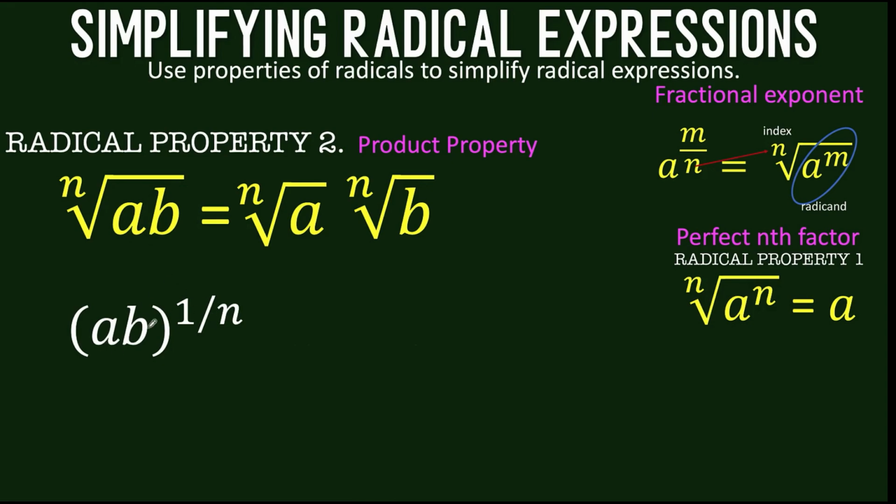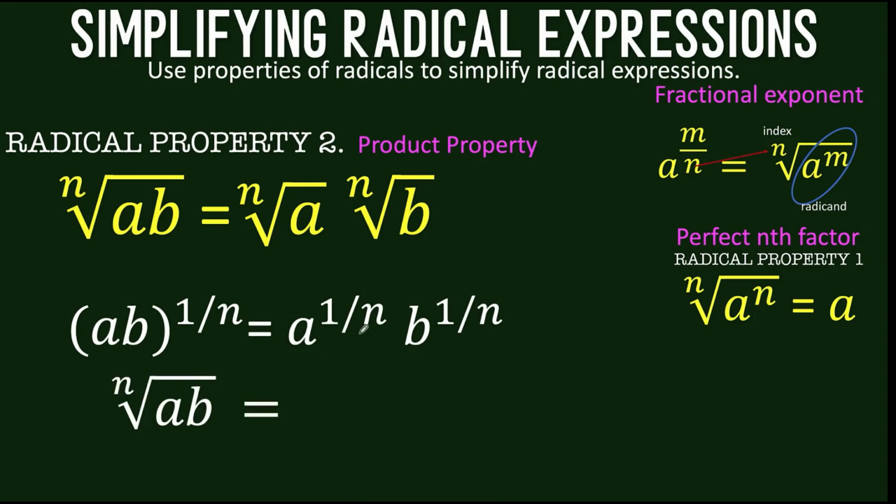Then you have here a power of a product, which we can write as 2 factors, a raised to 1 over n times b raised to 1 over n. And a raised to 1 over n is equivalent to the nth root of a. B raised to 1 over n can be written as the nth root of b. So that shows that if we have the nth root of a times b, that is equal to the nth root of A times the nth root of B, applying our laws of exponents.